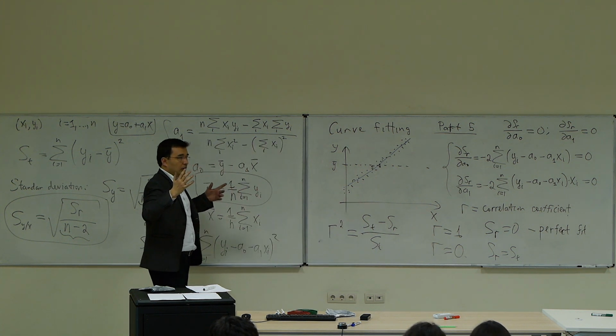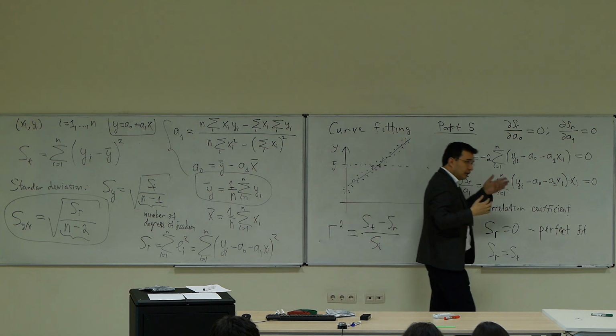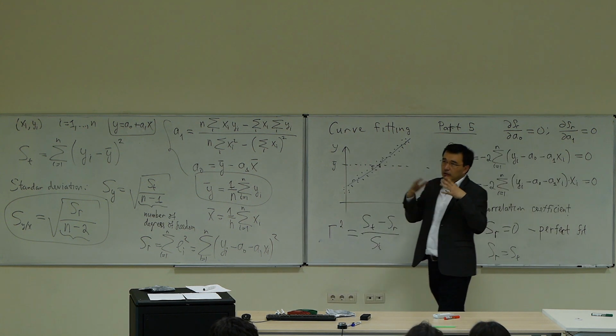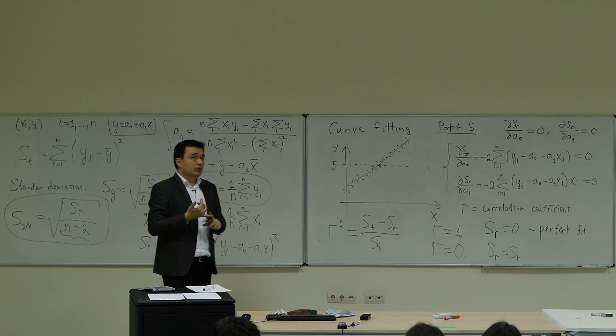Something may grow. Something may exponentially damp. For example, in damped oscillations the amplitude decreases exponentially. If you have some kind of instability, the amplitude may grow exponentially. So the exponential function is very common. Power law is very common.